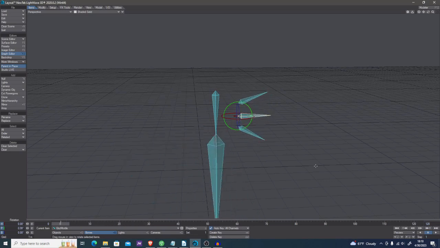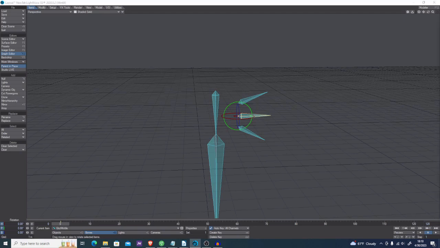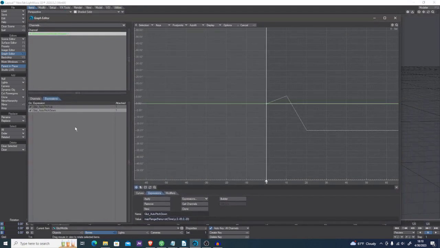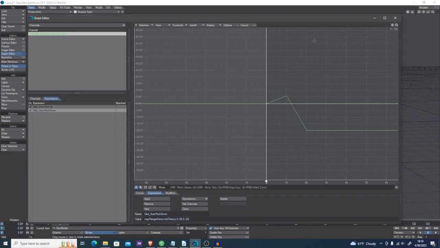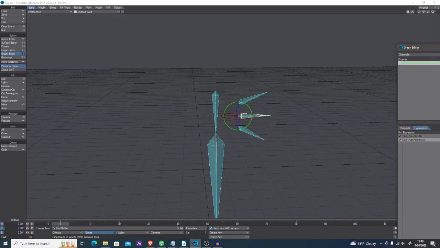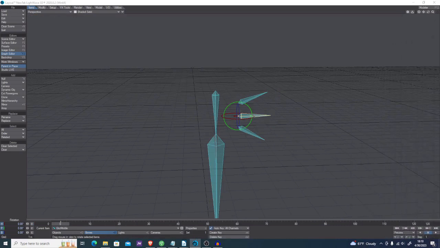But there's a problem. And the problem is we don't know what the return value is here. Both of these expressions are running. And what Lightwave usually does is it returns the highest value. The problem is that things get wonky when it comes to overlapping expressions, and so it's not a good idea to overlap them.